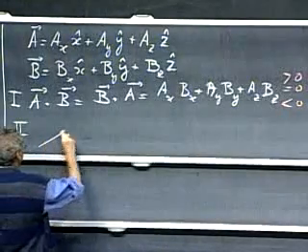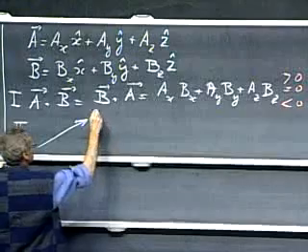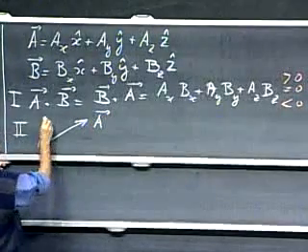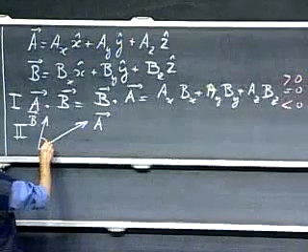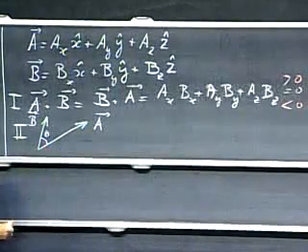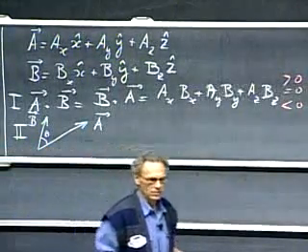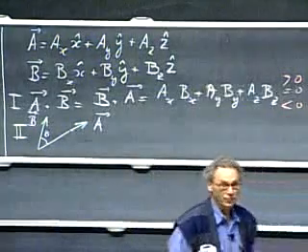If you have a vector A and you have the vector B and the angle between them is theta, then you can project B on A, or A on B for that matter, it makes no difference.